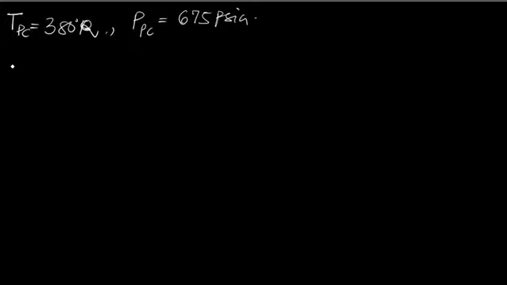So the question now is, we are given the pseudo-critical temperature to be equal to 380 degrees Rankine, then the pseudo-critical pressure to be 675 psi. A. Now we are asked to calculate the adjustment factor, since the percentage of CO2 is equal to 12% and the percentage of H2S in the mixture is 22%.